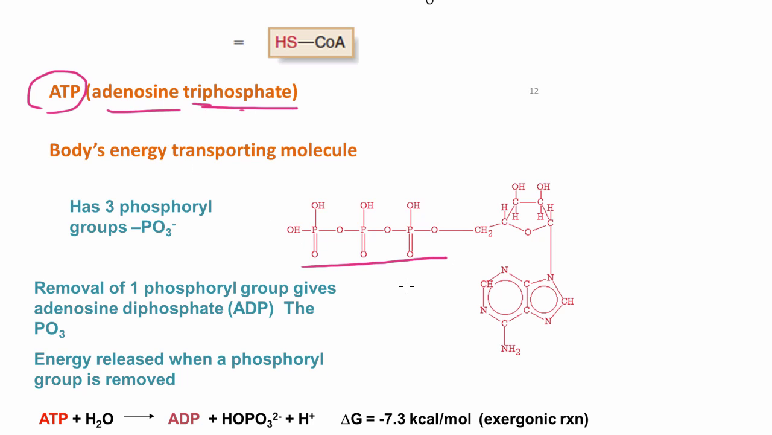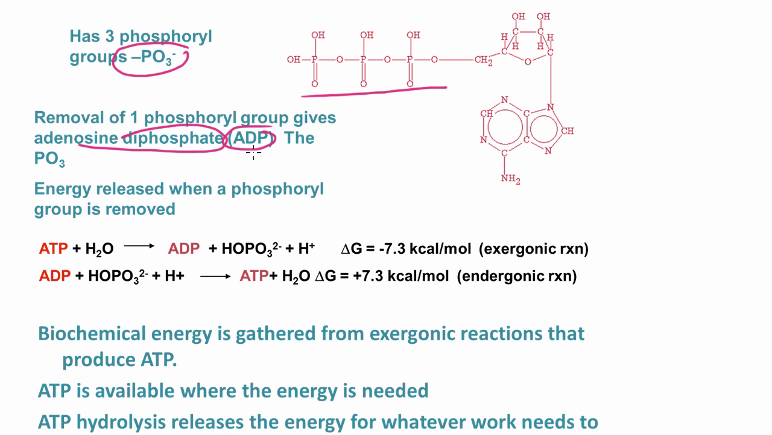And it does. It has 3 phosphoryl groups, which are these groups here. When one of these phosphoryl groups is removed, we get adenosine diphosphate, which is ADP. So energy is released when a phosphoryl group is removed. We see that here: ATP being converted to ADP. Notice the removal of that phosphoryl group.